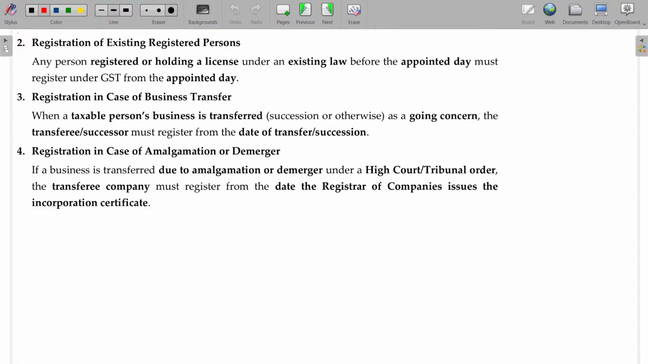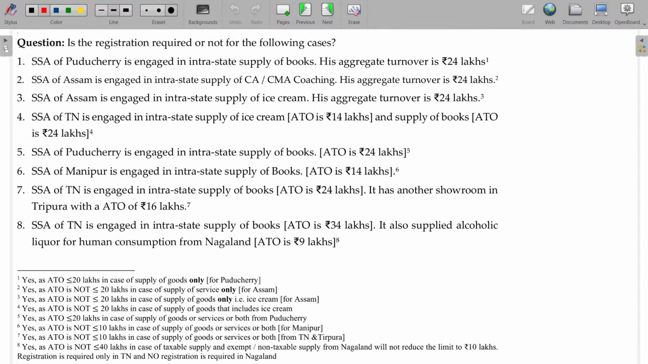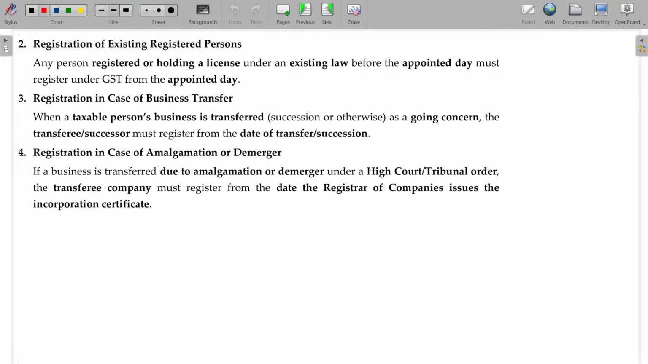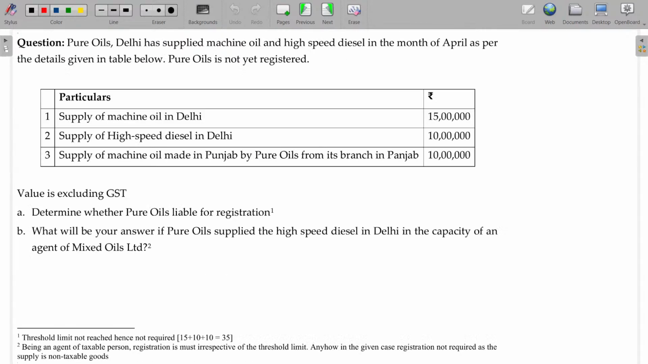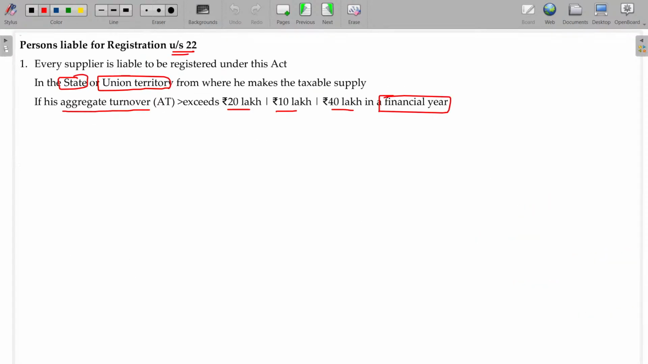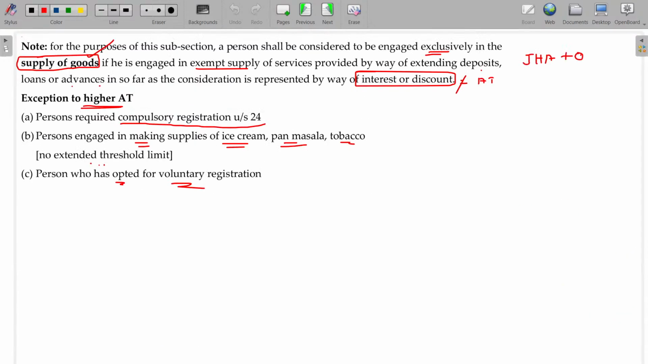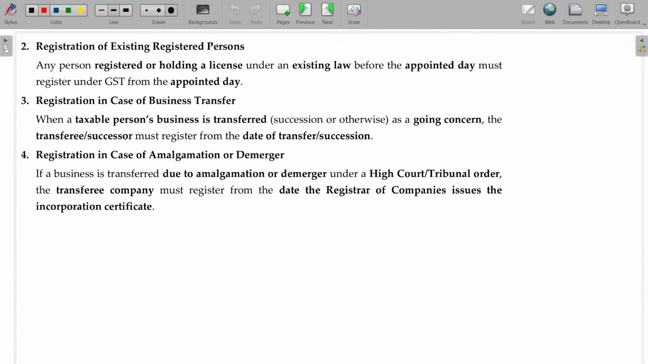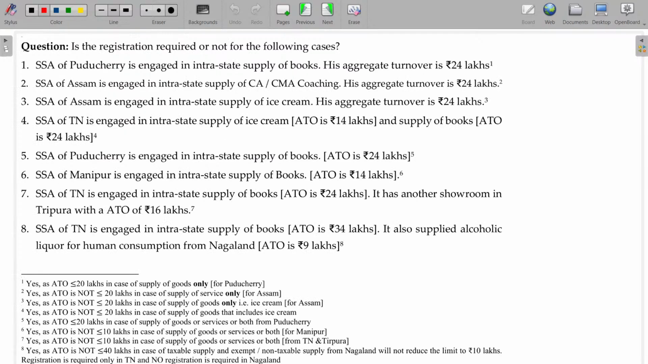Now, before we go for the second, third and fourth points, around 4 points are there under section 22. First is the general class. 2, 3, 4 we'll study later. Before we go for 2, 3, 4, let me finish off an illustration here to make you understand these provisions completely.